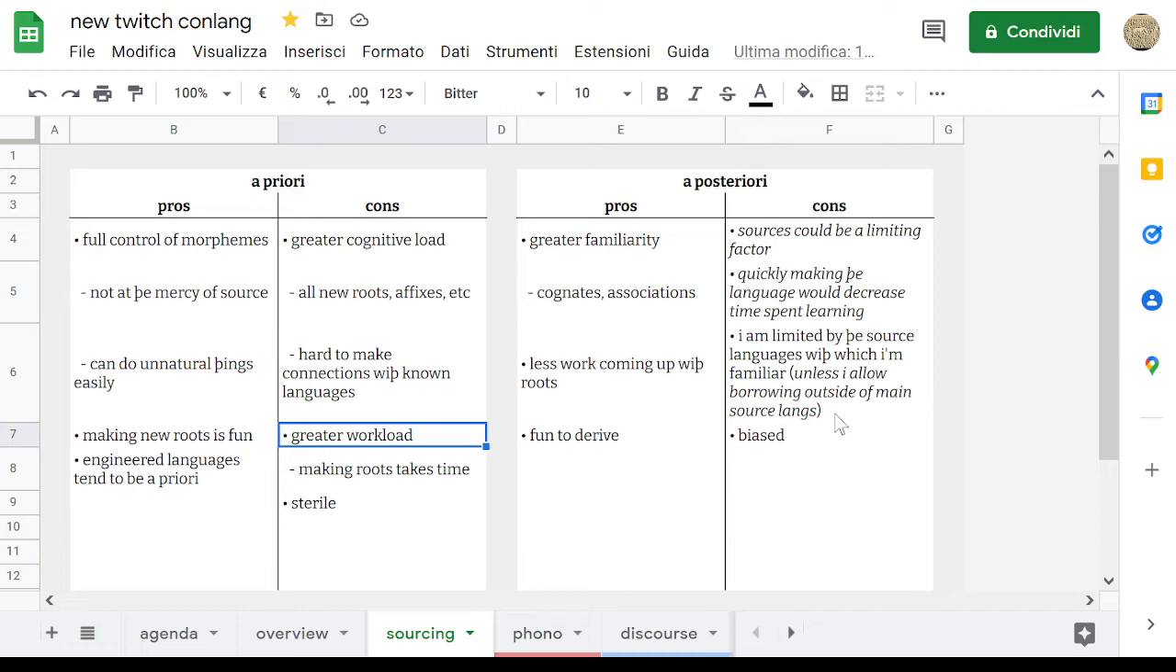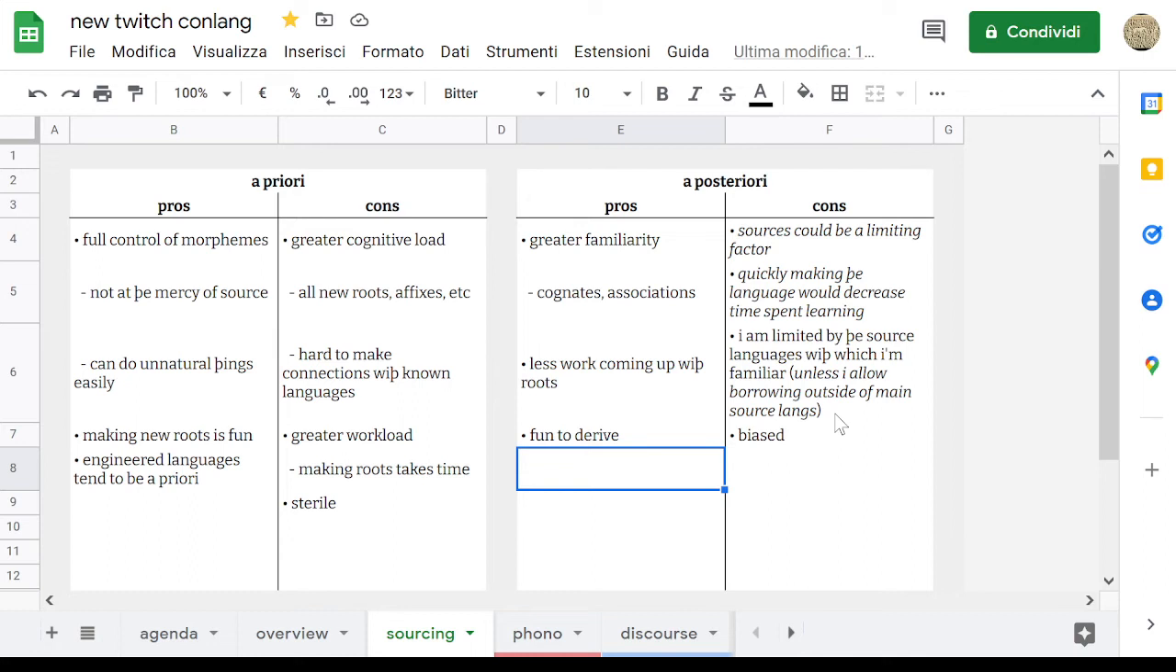But the other thing is, as detailed as I need to be, it will be a lot of work to come up with as many roots as I need for this language. A lot of work. It will be a lot of work to derive from languages too. But the way that this can kind of expedite the process, especially of learning it, with as detailed as I want to be, as much as engineered languages tend to be a priori, the more and more I think about it, the more and more I'm leaning towards having the language be a posteriori.